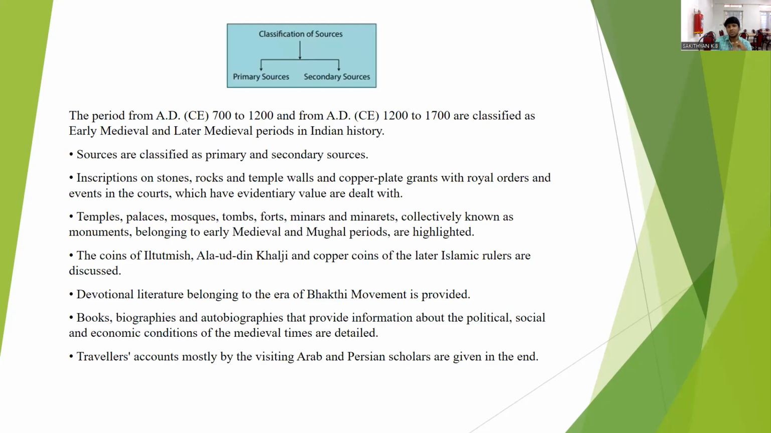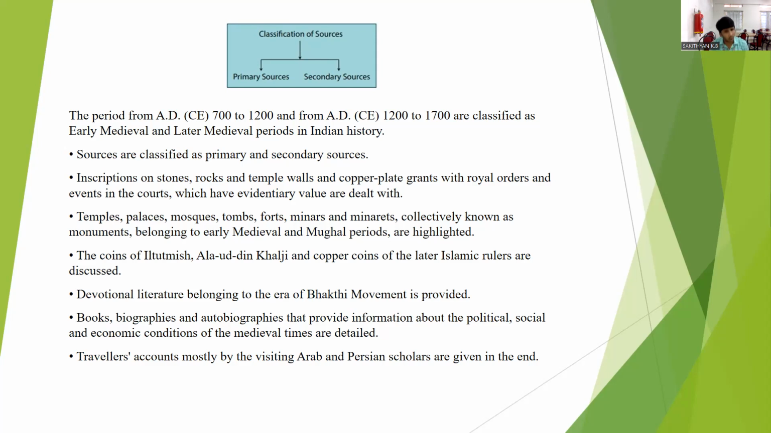Classification of sources: earlier I mentioned primary sources and secondary sources. The period from AD 700 to 1200, and from 1200 to 1700, are classified as the early medieval and later medieval periods in Indian history. Sources are classified as primary and secondary sources. Inscriptions on stones, rocks, and temple walls, and copper plate grants with royal orders, and even the codes which have evidentiary value are dealt with.